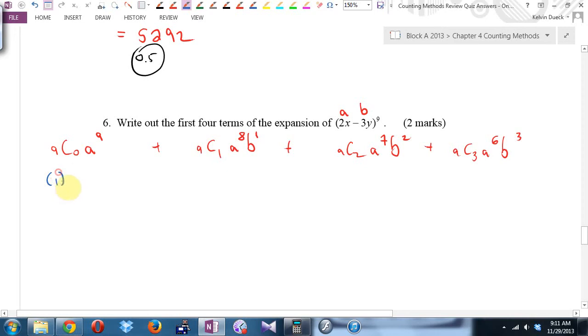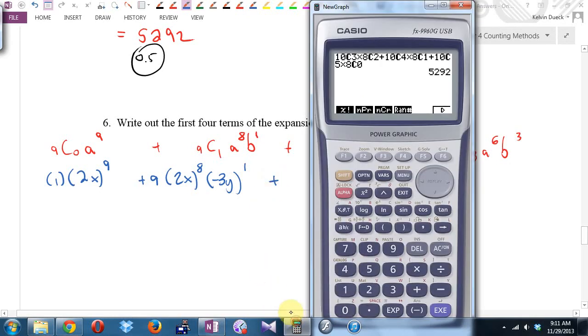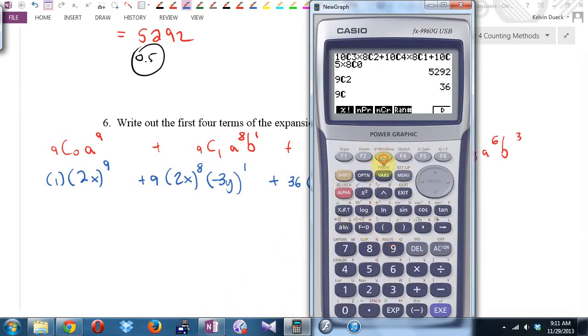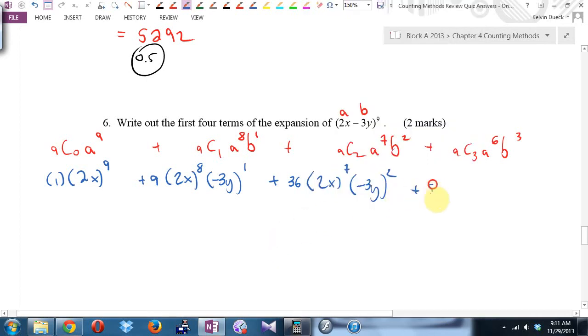9 choose 0 is 1, 2x to the 9th, plus 9 choose 1 is 9, 2x to the 8th, negative 3y to the 1, plus 9 choose 2 is 36, 2x to the 7th, negative 3y squared, plus 9 choose 3 is 84, 2x to the 6th, negative 3y cubed.